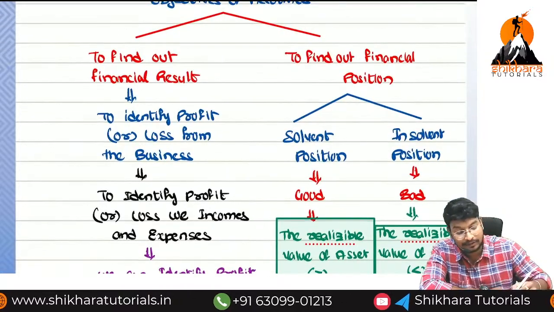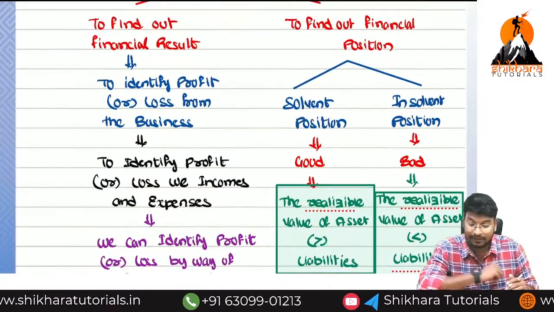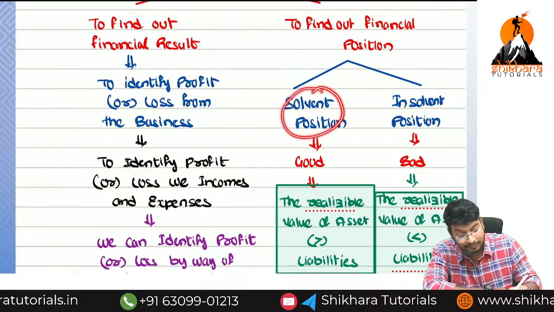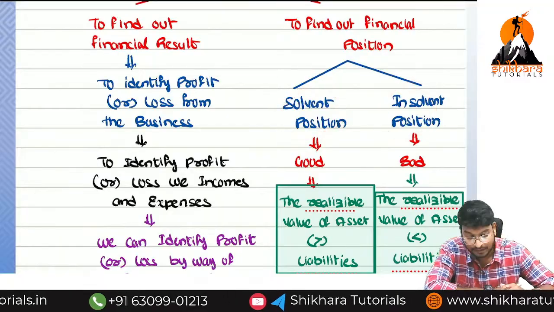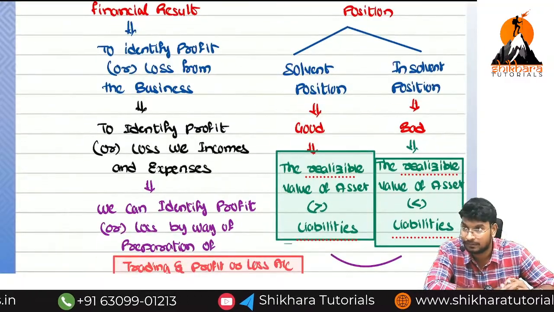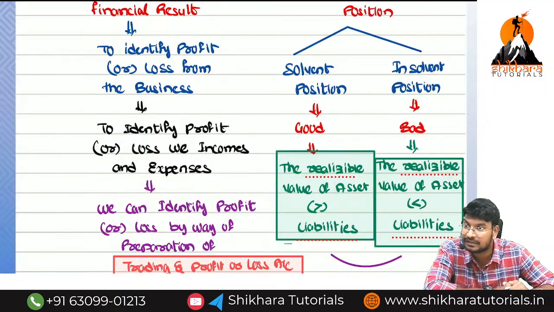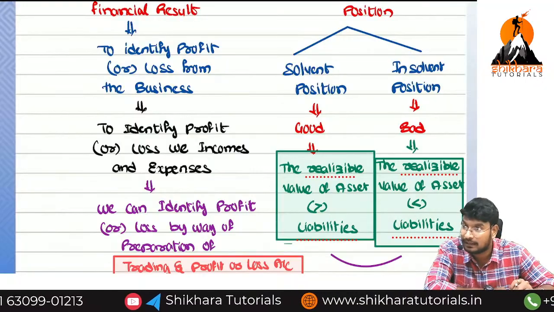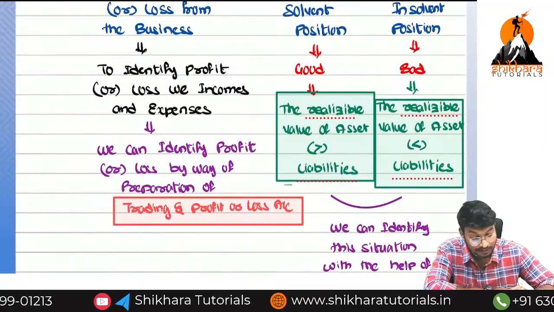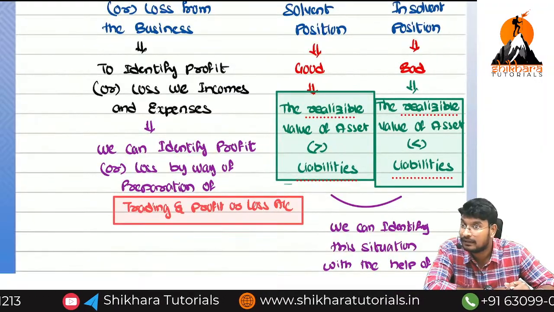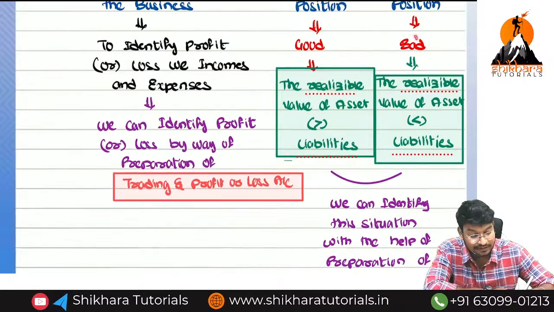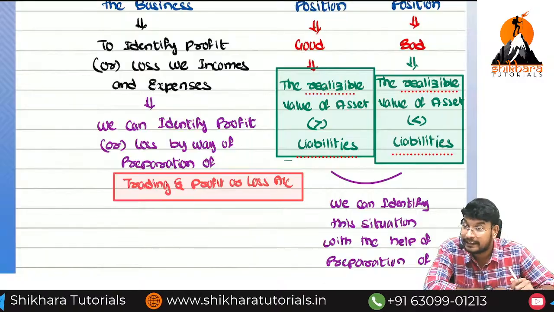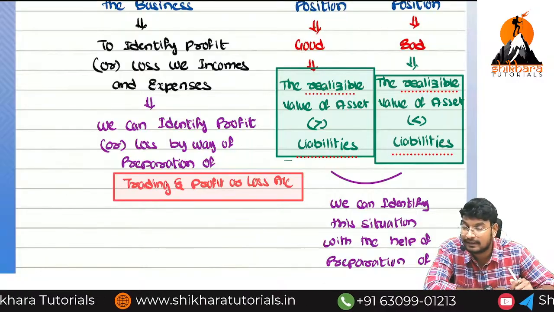Next, in order to find out the financial position, how many types of financial positions are there? Two types. The first one is called solvent position and the second one is called insolvent. Solvent position means good or bad? Good. Now we are in a good situation. What is the meaning of a good situation? The realizable value of assets is sufficient to fulfill the liabilities. That means the realizable value of assets is greater than liabilities. Next, what is the bad situation? Solvent or insolvent? Insolvent. What is the meaning of insolvent situation? The realizable value of assets is less than liabilities.